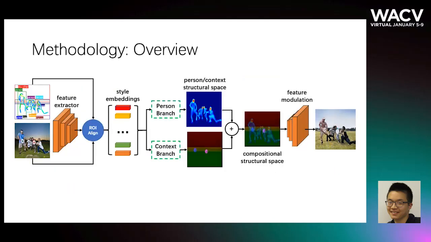Next, let's look at our method. Here is an overview. Style embeddings are first sampled using VAE from the original image. Then we feed them together with keypoints and layouts into person and context branches respectively. The two branches encode different inputs into the shared compositional structural space, which is the latent feature map. Finally, we synthesize the image from the structural space using several feature modulation layers.